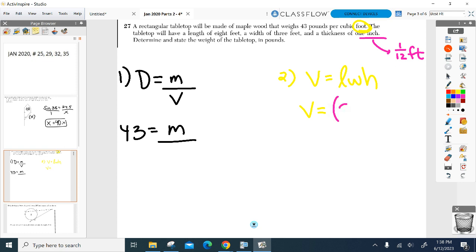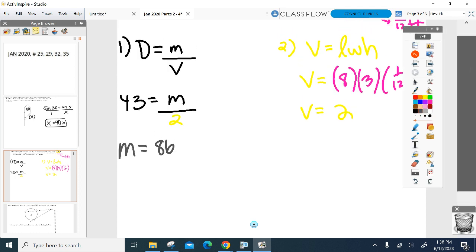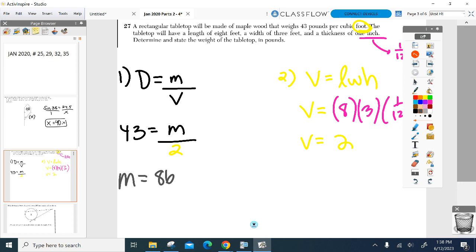Now I can go 8 times 3 times 1/12. So your volume is 2. I go over and plug in 2 for volume. Nice, easy cross multiplication now. I'm not done with this. I know it's 86, but 86 what? What units are we in? And not because it said leave it in pounds, because how do I know this mass is in pounds? Where did I look? I look back at the density. Pounds. Make sure it matches what you need to leave it in.